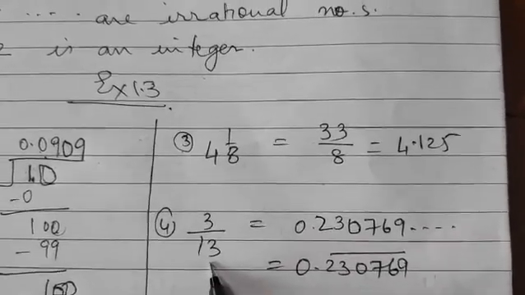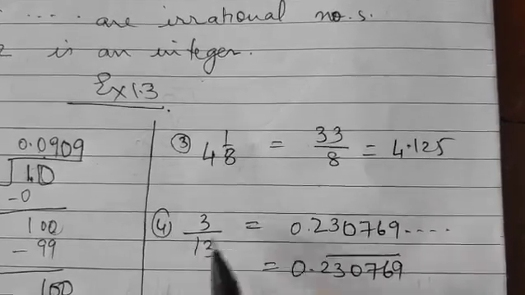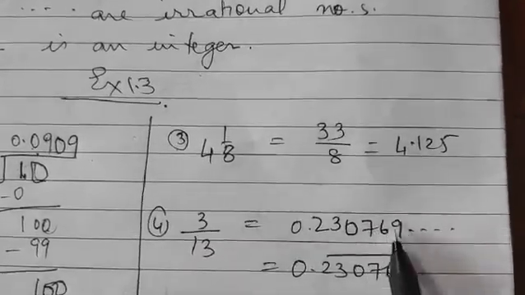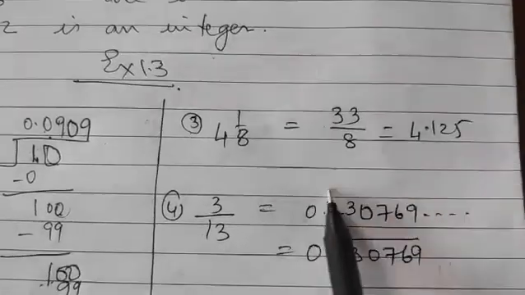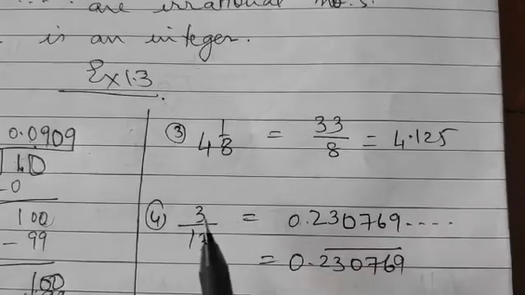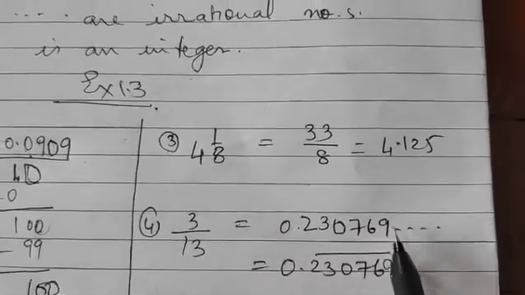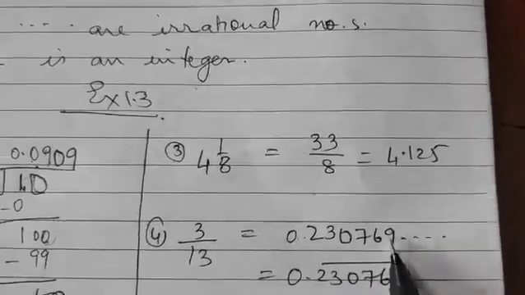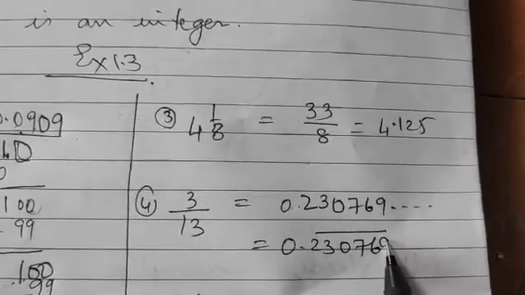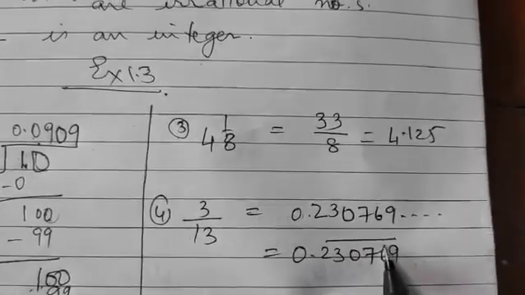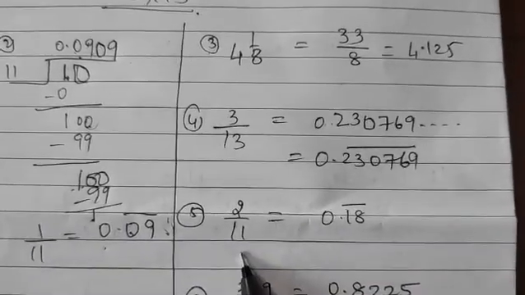Whereas 3 by 13, if you divide it, you will find that the division is not complete. You will get 0.230769, means this sequence gets repeated again and again. Just check it out whether you are getting it or not. Just as I showed you 1 by 7, same way you divide 3 by 13, you will get 230769. This sequence will be repeated. So this will be a number which is going to be repeated again. So it will be a recurring non-terminating fraction. Same way you are having 2 by 11.